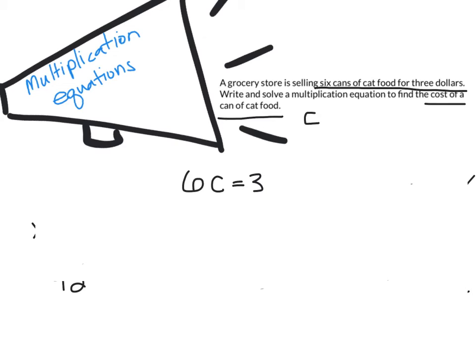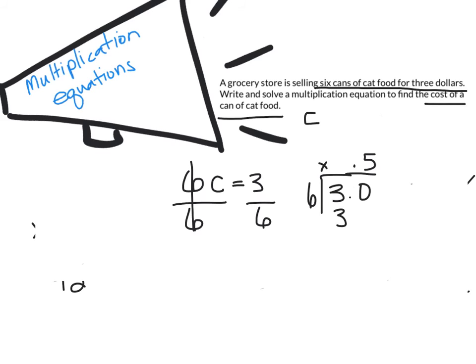In order to isolate our variable c, we want to use the inverse relationship of multiplication, which is division. So dividing each side by 6 to balance out the equation, 6 divided by 6 will equal 1, and 1c is just c. So c is equal to 3 divided by 6. Because we are dividing 3, we want to add the decimal point, bring it up to the top. 6 goes into 3 0 times, but 6 can go into 30 5 times. So we want to add our decimal. c is equal to 50 cents.